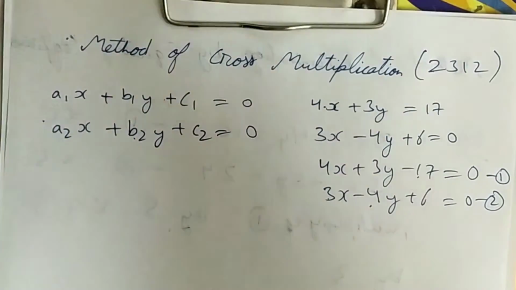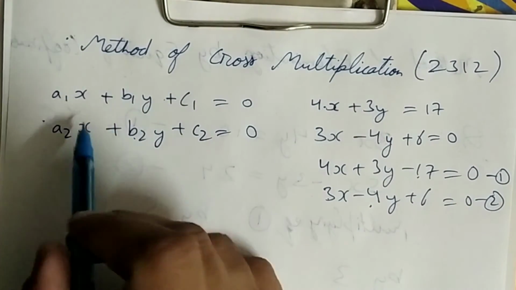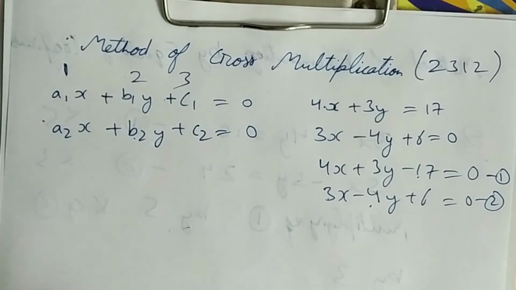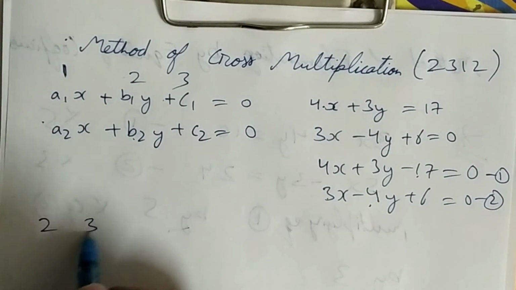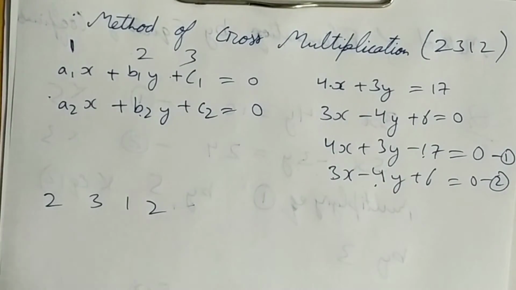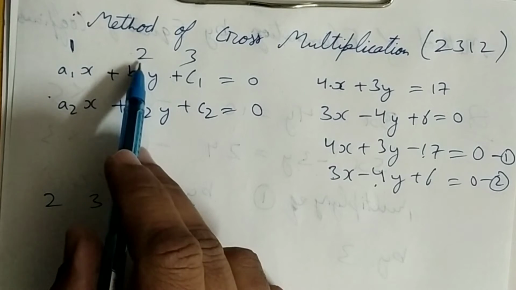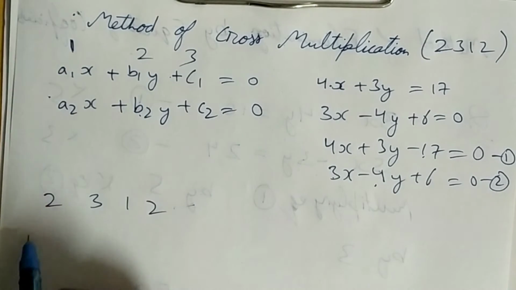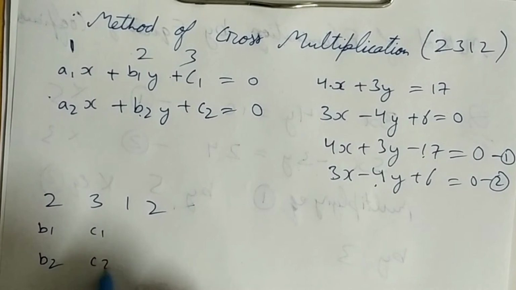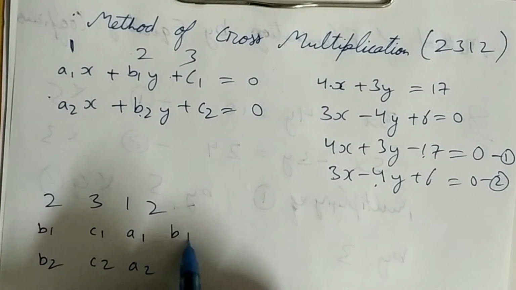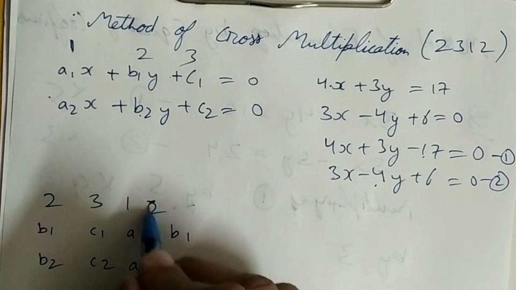Now why do I call it the 2 3 1 2 method? This is your 1, this is 2, this is 3. So 2 3 1 2. You have to write just the coefficients of these three terms. So in place of 2, what will we write? b1 b2, c1 c2, a1 a2, and in the end again b1 b2.